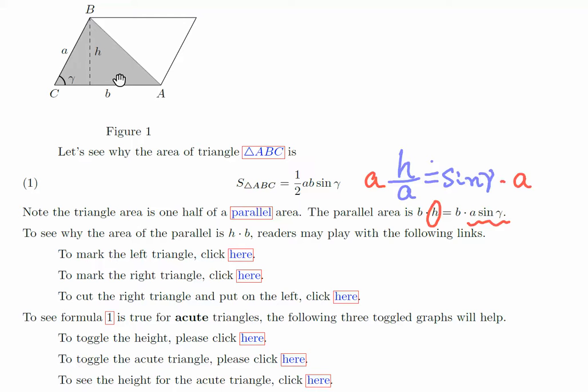Why is that? Now, look, this is the parallelogram. If we mark this right triangle, and then look at the left triangle, we know those 2 triangles are equal. This one equals the area of this part.